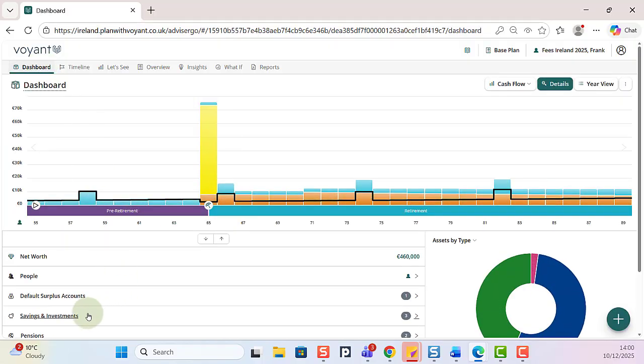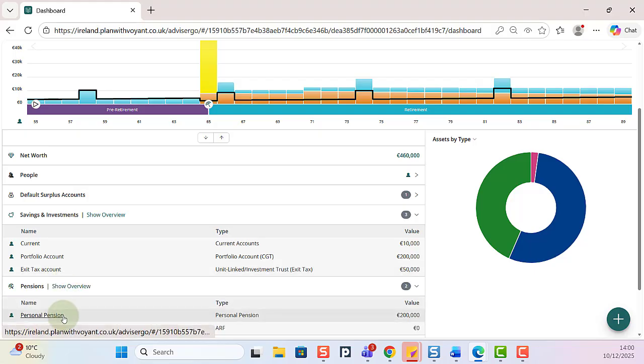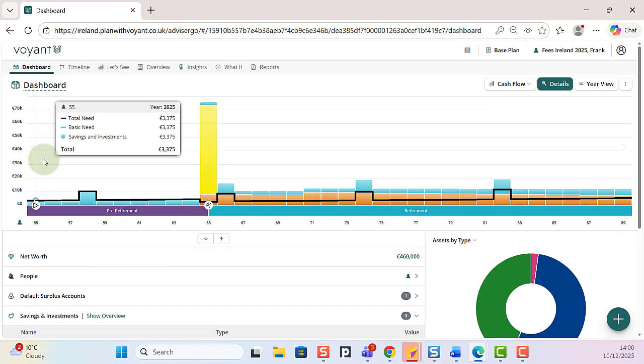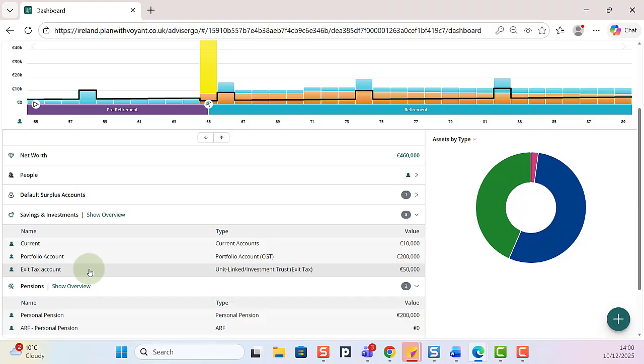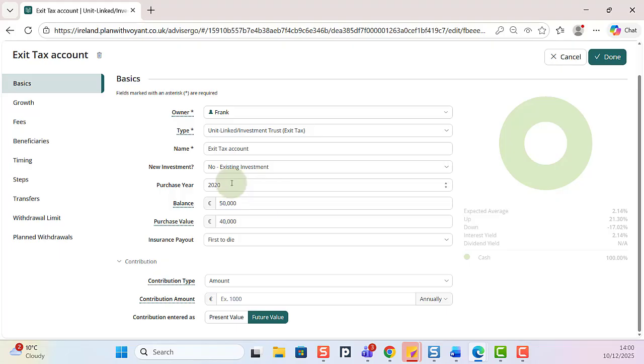In this plan, I have modelled a portfolio investment, an exit tax investment, and also a pension. I will go through each one of these in more or less detail. So first of all, let's go and have a look at the exit tax account. Let's have a quick look at the basic information. I've said it's an existing account. The balance is 50,000 and a purchase value of 40,000.